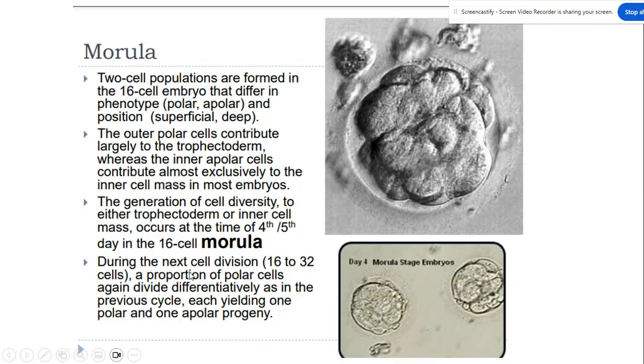During the next cell division, 16 to 32 cells, a proportion of polar cells again divide differentiatively as in the previous cycle, each yielding 1 polar and 1 apolar progeny, right? So the morula stage embryo is day 4. As you can see, we have a fully formed morula between 16 to 30 cells. So from 8 cells we went to 16, it started differentiation again, 16 to 32 cells. First we had cell division, cleavage, and now we have cell division on a much higher level.